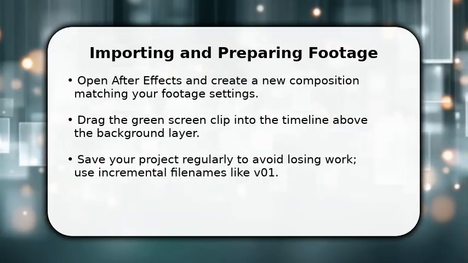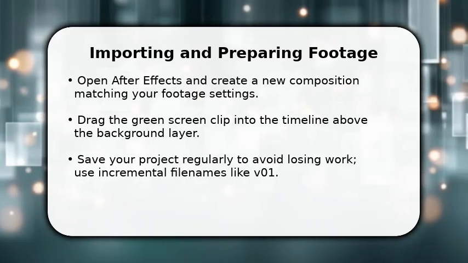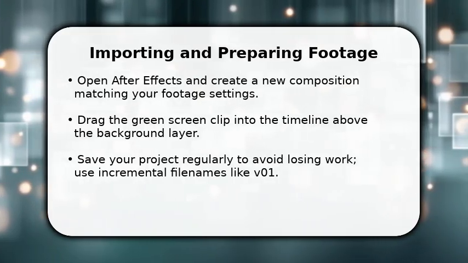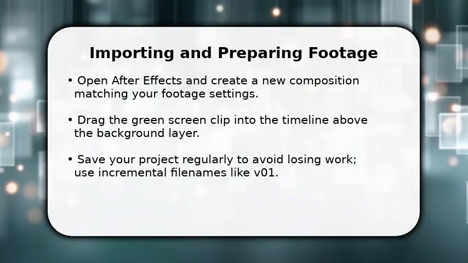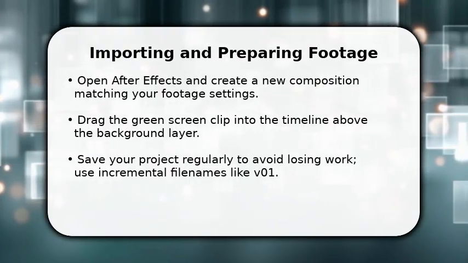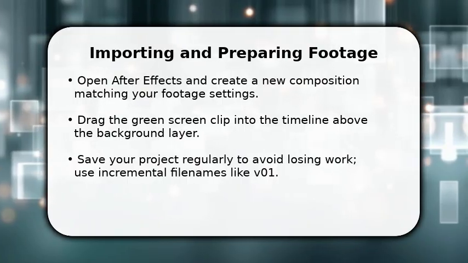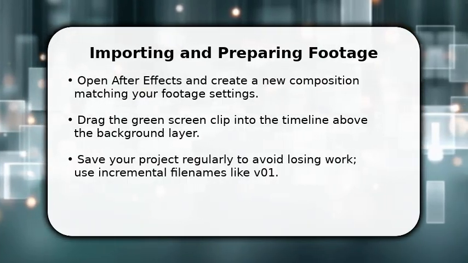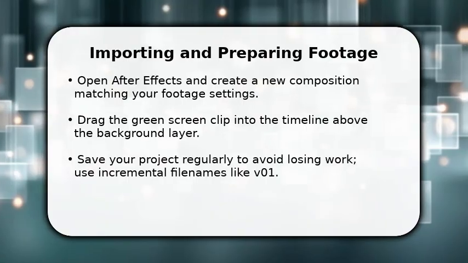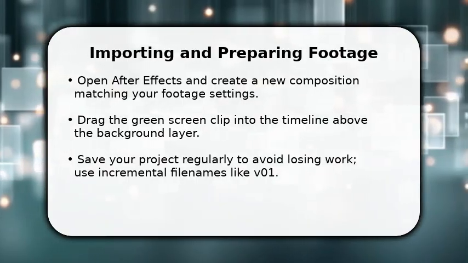Open After Effects and create a new composition matching your footage settings. Import your green screen clip and any background assets into the project panel. Drag the green screen clip into the timeline above the background layer. Set the composition frame size to 16:9 and frame rate to match the source footage.